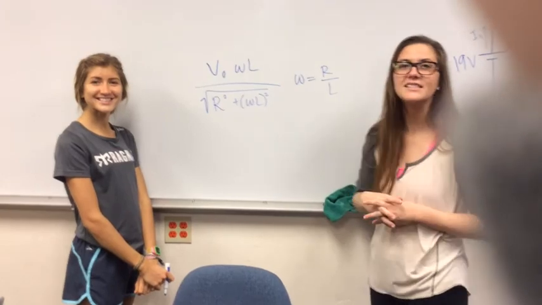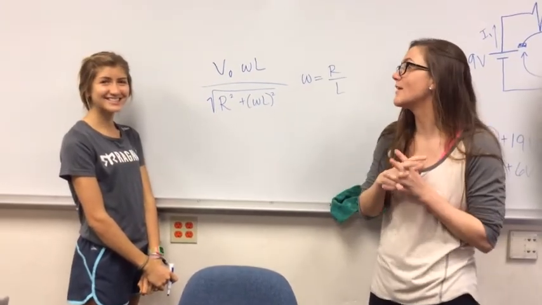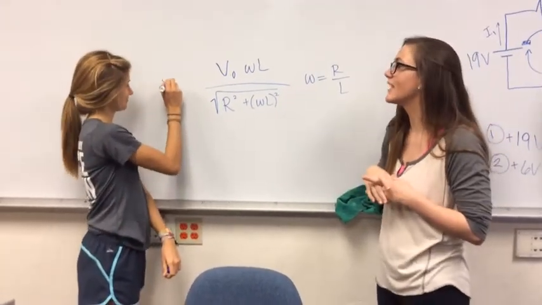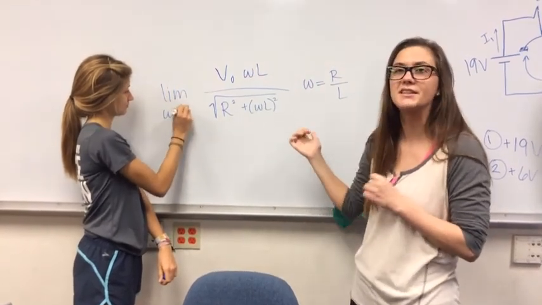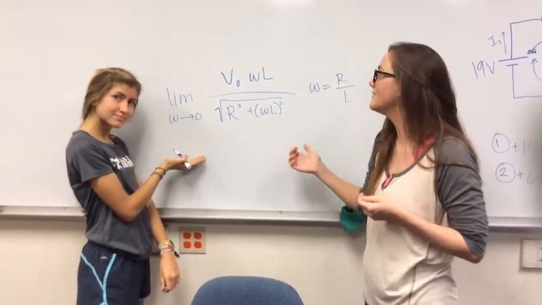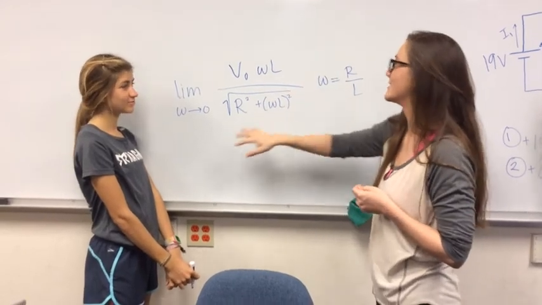Okay, so now we're going to see what happens when omega gets really, really small. Basically you can just picture that omega is going down to 0, because 0 is the smallest it can get since it can't be negative. So in actuality, all of this goes to 0.